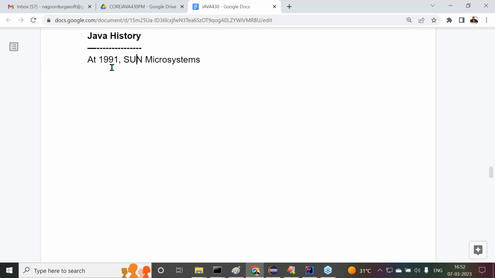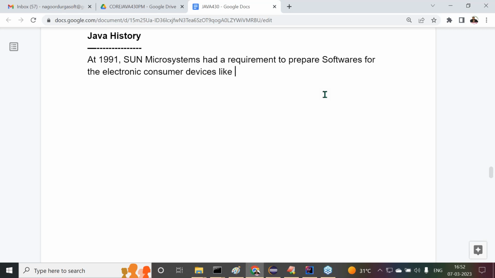Sun Microsystems is the company who provided the Java programming language to the market. In 1991, Sun Microsystems had a requirement to prepare software for electronic consumer devices. What are these electronic consumer devices? Like cable TV switch boxes, like set-top boxes, remote controllers, and so on.